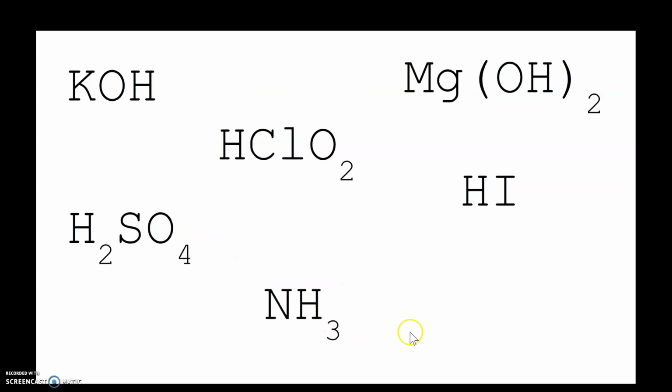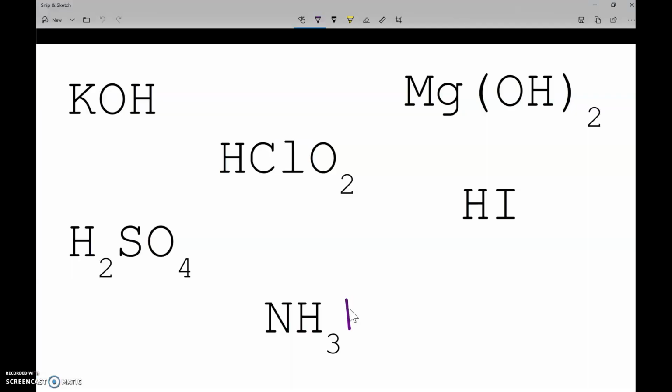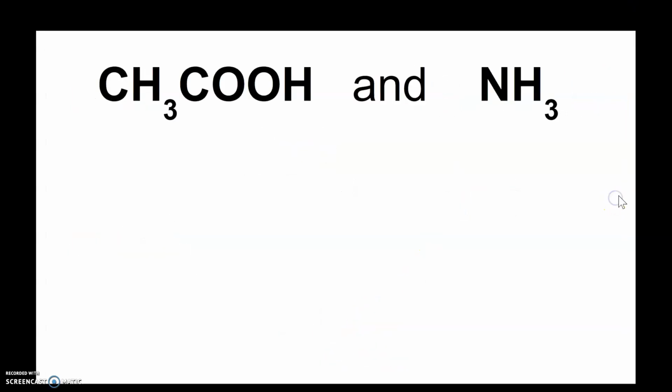And then this one right here, this one's tricky again. This one is actually a base. This is called ammonia. This is the only other base I'm going to have you know, and it's a weak base. Ammonia is what we use in fertilizers and also in window cleaner. It has a very distinct smell, so that one is a base. Okay, so hopefully you got some lists there on 4 and 5.